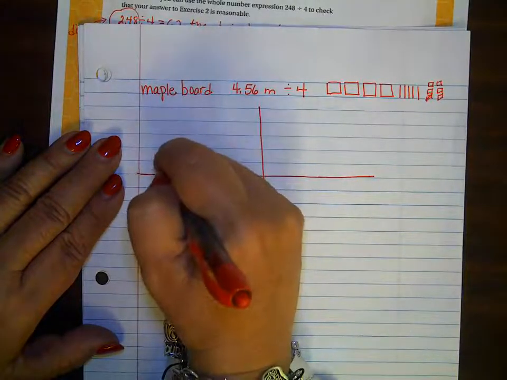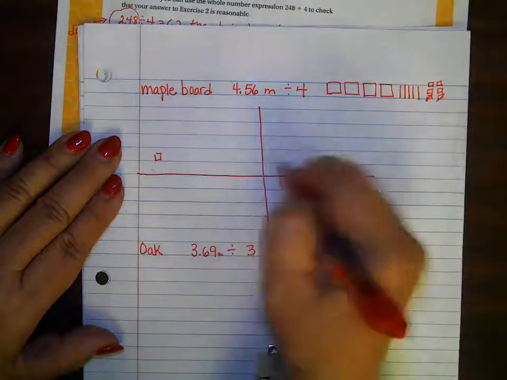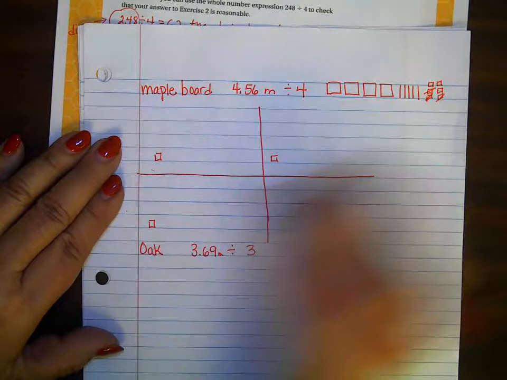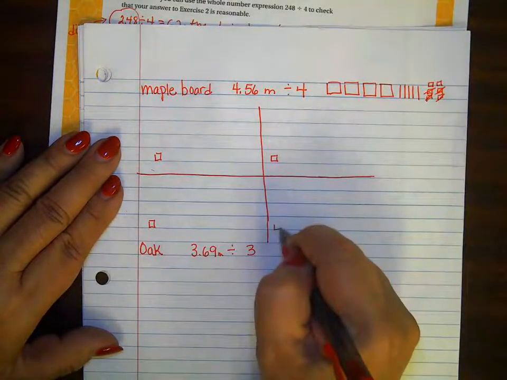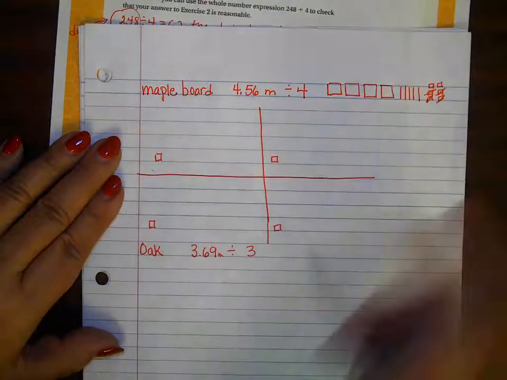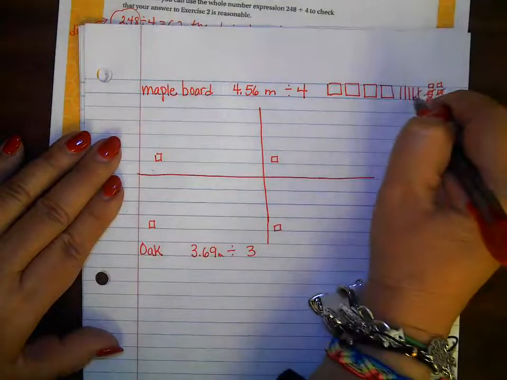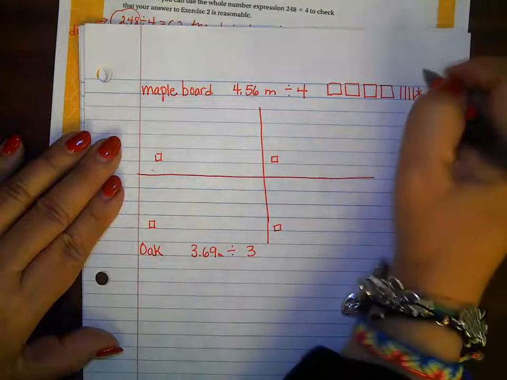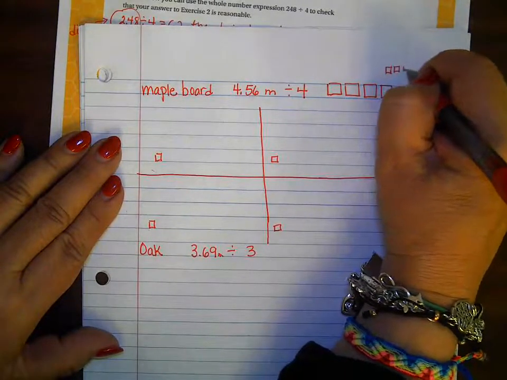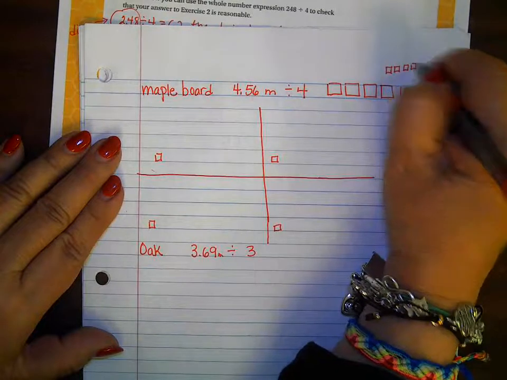I'll just put my hundreds here. Two hundredths here, hundredths here, and hundredths here. I have 2 left over, but I can't put those in equally, so I'm going to take 1 tenth and cash that in for 10 hundredths.